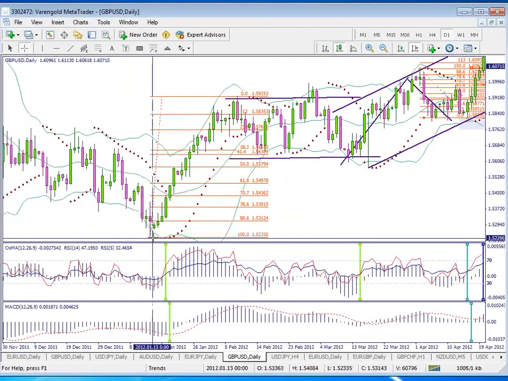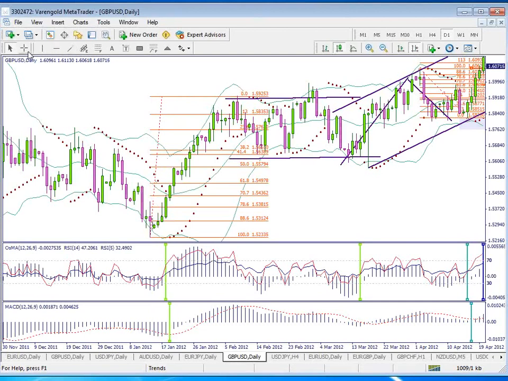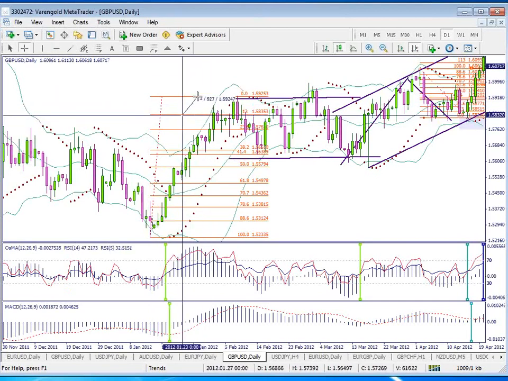I will measure this wave, and I can see that my wave was about 688 pips or 6,883 points. If I measure the distance between the Fibonacci lines, I can see that I have in between Fibonacci lines about 92 pips, 927 points.